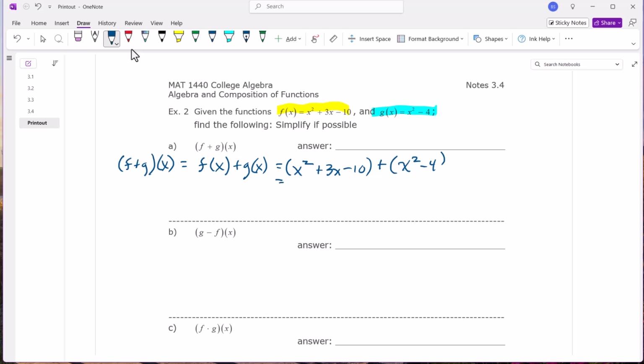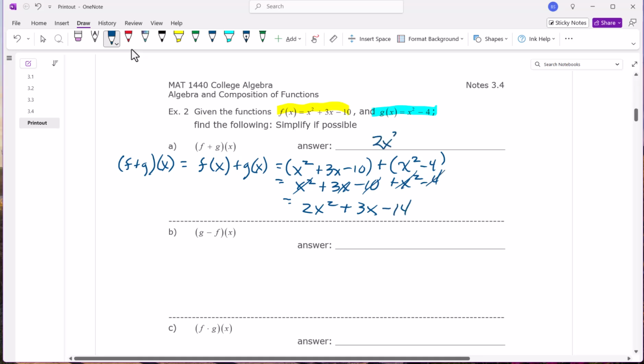And really what we're doing is just combining like terms. The parentheses are not really necessary. They're just to show that you have two functions. So you can remove the parentheses and then just combine the like terms. So you would have 2x to the second, when those get put together, plus 3x, that does not have a like term, and then negative 10 minus 4 is negative 14. So you would get as your answer this.